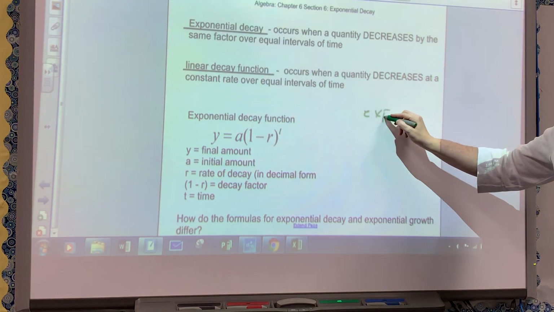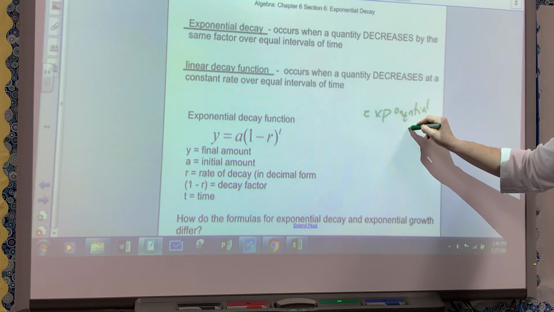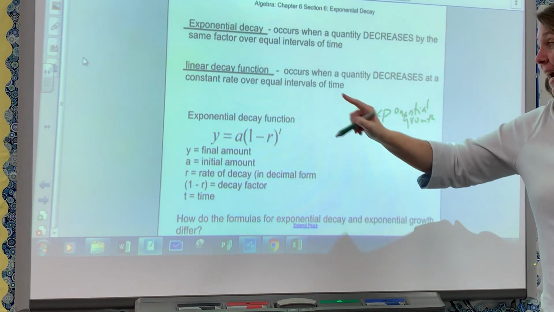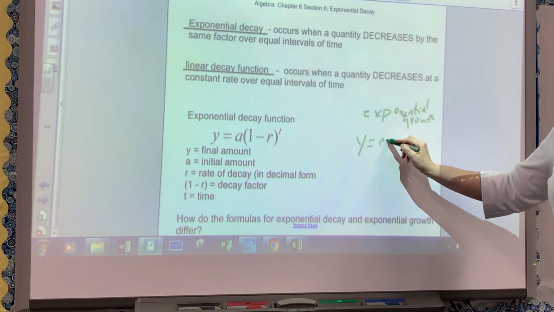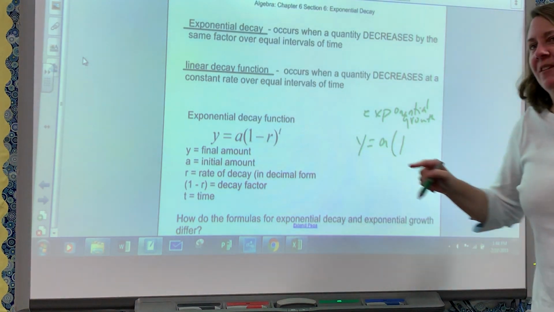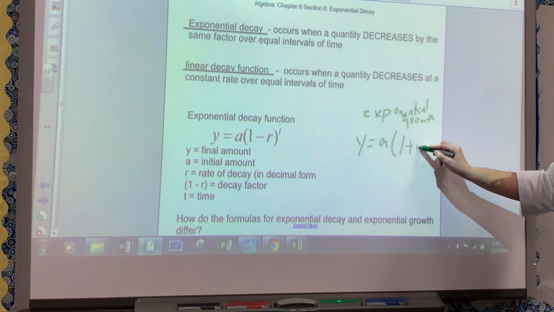My exponential growth function, tell me what it is. Tell me the formula. I will hear only letters and numbers. Y equals a(1 minus r). Nope, 1 minus r is a decay function. I'm asking you for the formula for the growth function. 1 plus r. There we go.